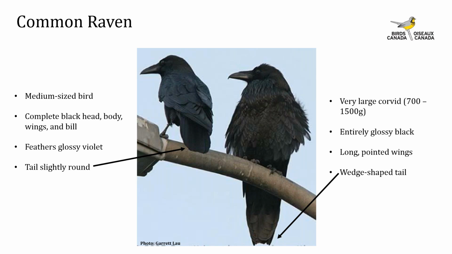The raven, at just over 2 feet in length and weighing around 700 to 1,500 grams, is a very large bird in the corvid family. They're also entirely black, but they're more glossy black, and they have long pointed wings and a wedge-shaped tail.